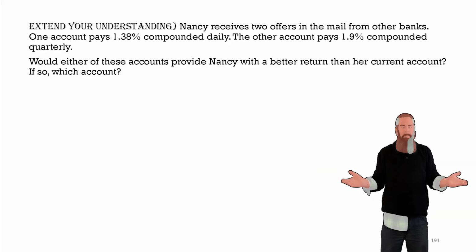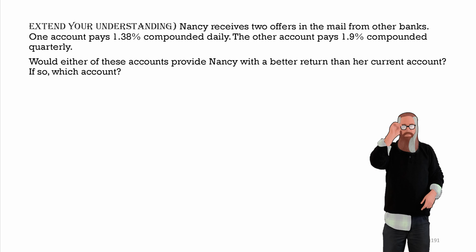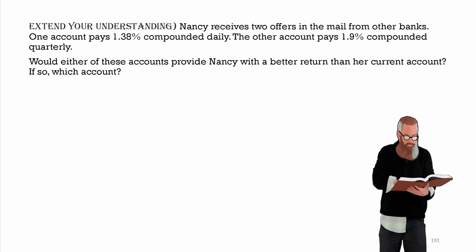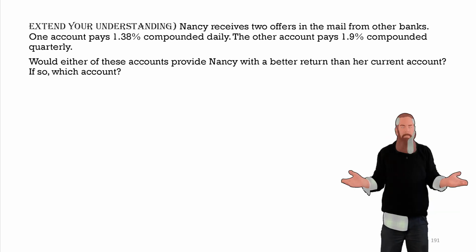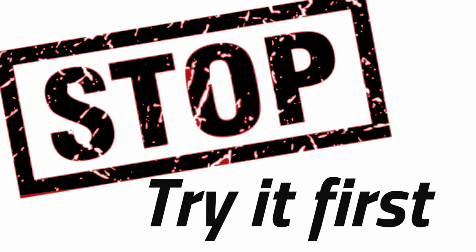Let's extend our understanding further and say Nancy receives 2 offers in the mail from other banks. One account offers 1.38% compounded daily, the other offers 1.9% compounded quarterly. Would either of these accounts provide Nancy with a better return than her current account? If so, which account?